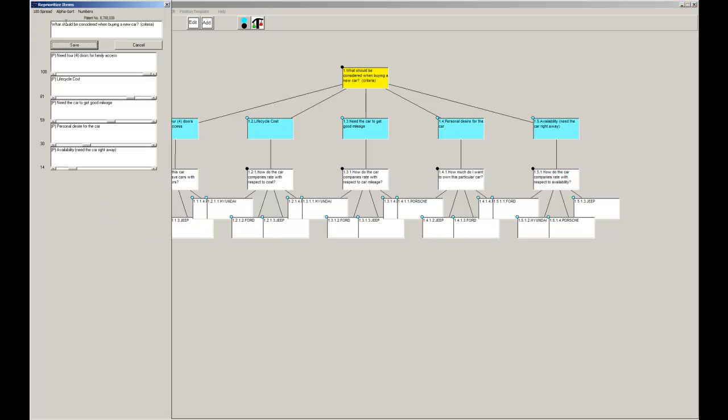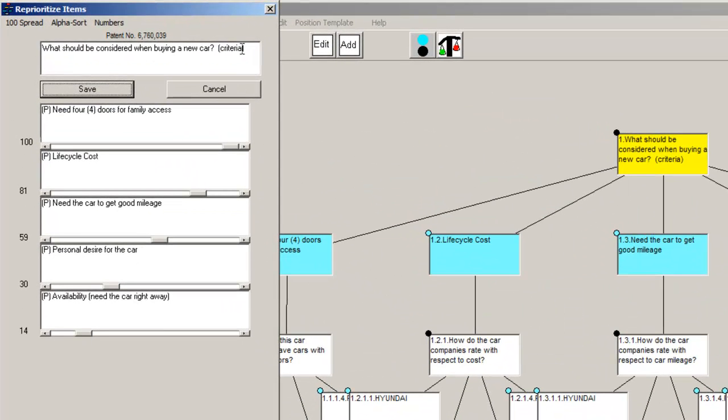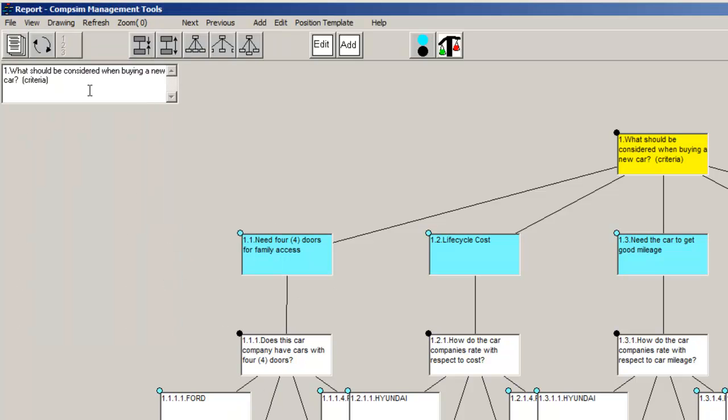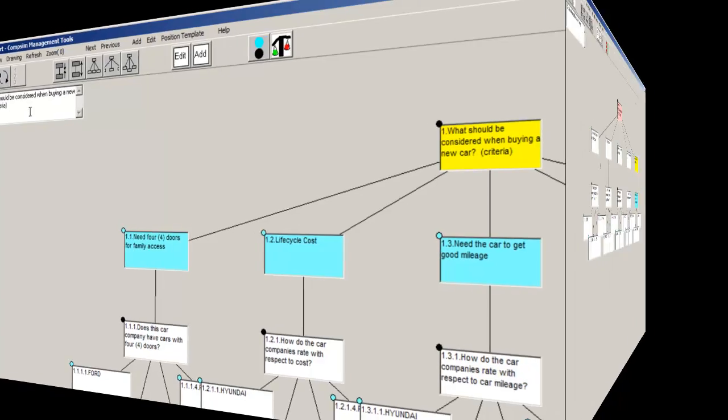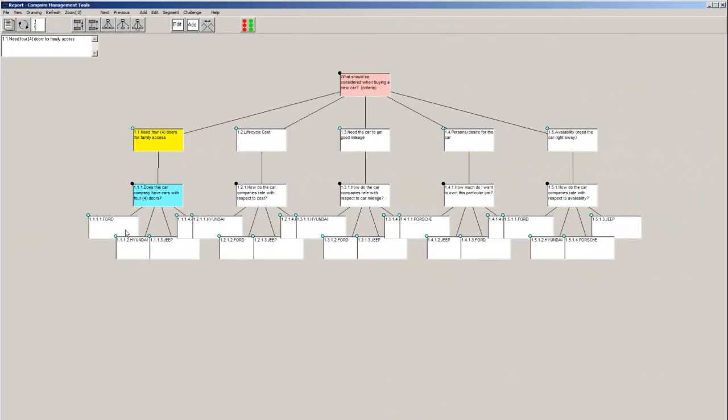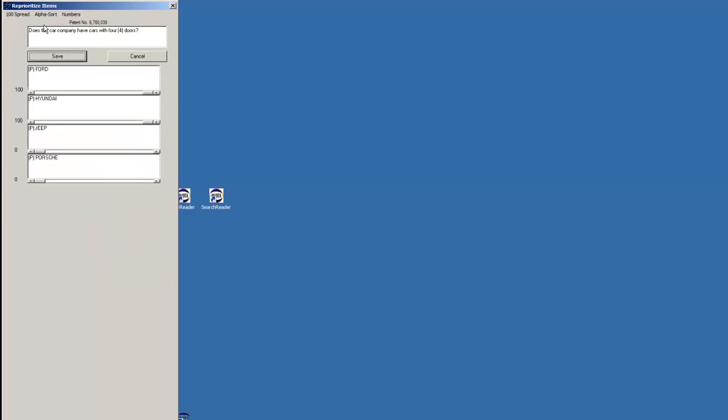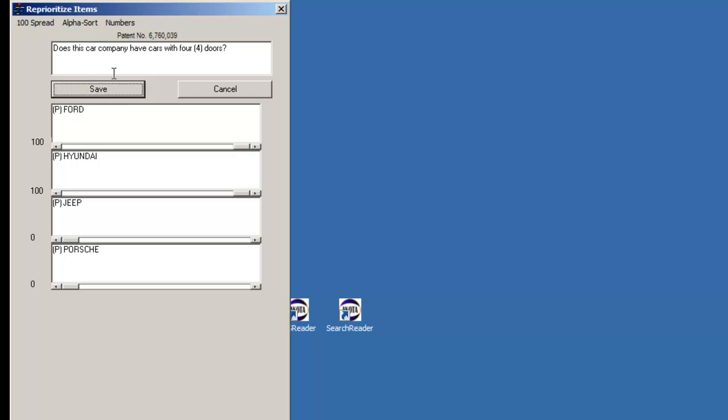I will use the ranking and weighting tool built into CMT to rank and weight the criteria. In this case, I will just show the ranked and weighted information. Next, I will rate each of the automobile models against each of the criteria. Using this patented visual technique within CMT makes it easy to see the relative comparisons of each vehicle for each criteria.